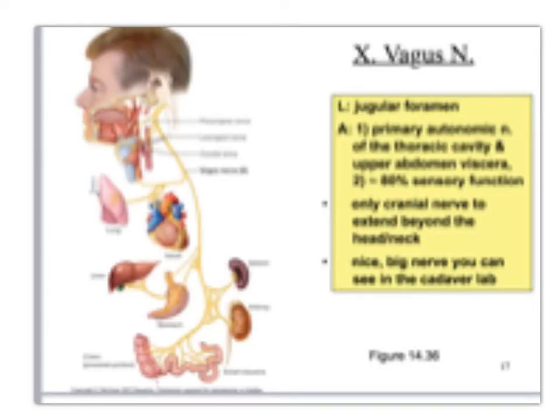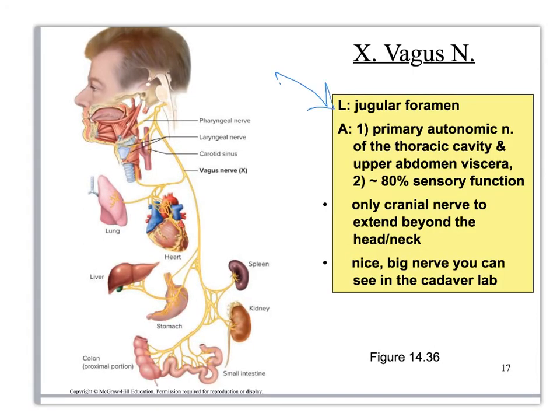All right, the vagus is probably one of the most important cranial nerves for you to remember for A&P 2, Patho 2, okay? It also goes through that jugular foramen, so you've got a lot of stuff going through that jugular foramen besides just the internal jugular vein.